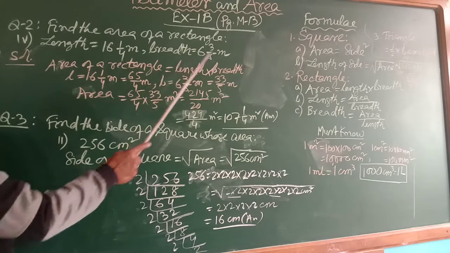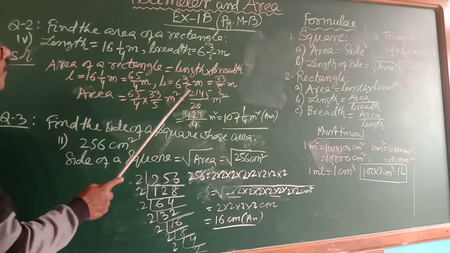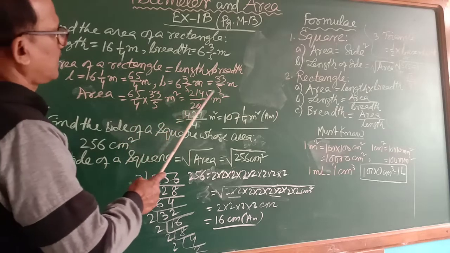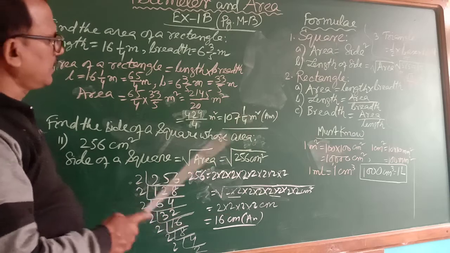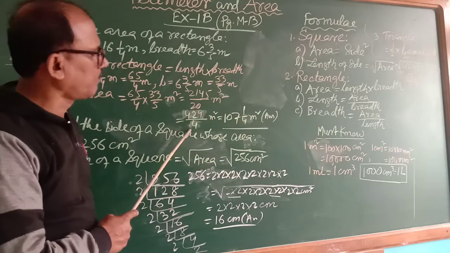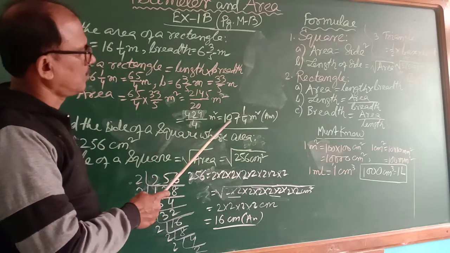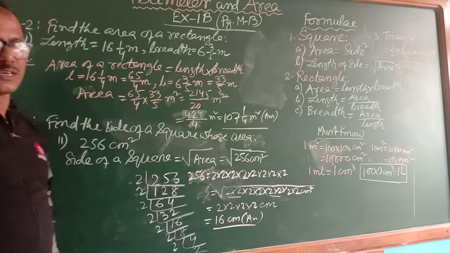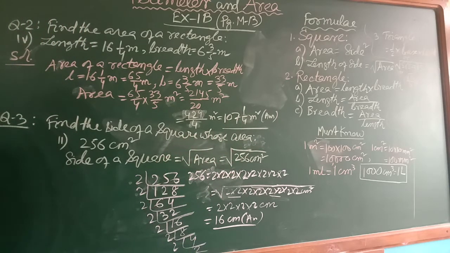Area is equal to length into breadth. So 65 into 4 into 33 into 5... if you do it, then 2145 divided by 20, which is equal to 429 by 4 meter square, which is equal to 107 whole 1 by 4 meter square. That is the answer. Otherwise, it can come in decimal also.